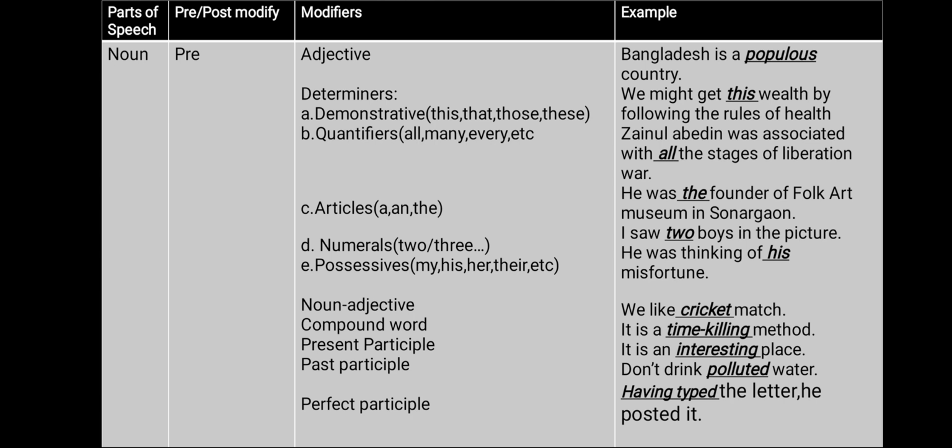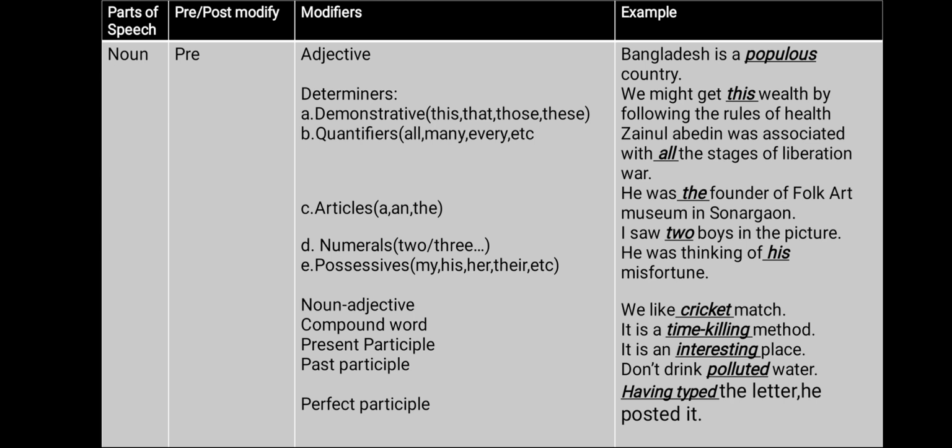First of all, demonstratives. We might get this wealth by following the rules of health. This is a demonstrative in the sentence. Quantifiers. Zainul Abedin was associated with all the stages of liberation, where all is the quantifier. Article is very easy for you. He was the founder of the Folk Art Museum in Sonargaon. So here the is an article as pre-modifier of the noun.